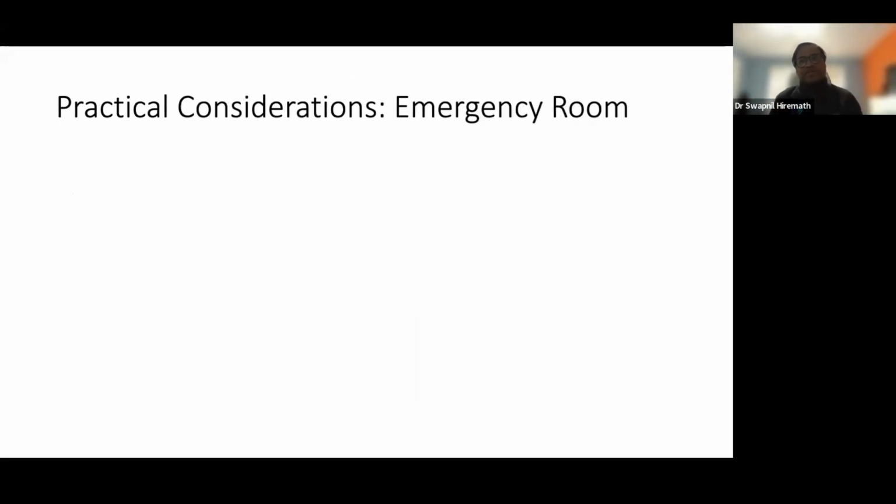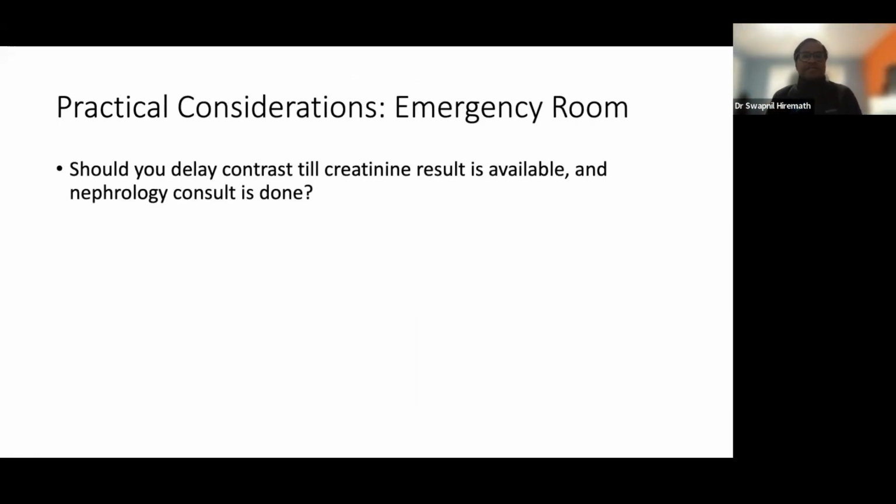What about the emergency room? So you have a patient who is sick. Maybe you're suspecting abdominal sepsis. You're thinking maybe they have a ruptured aneurysm. You're thinking they have got a stroke. Should you delay the contrast until the creatinine result is available? And sometimes people even ask for a nephrology consult, and I would say absolutely not. Don't do that. If a patient is sick and for some reason they need a contrast dye, then just give them the contrast dye. We can deal with the AKI as nephrologists after it happens.